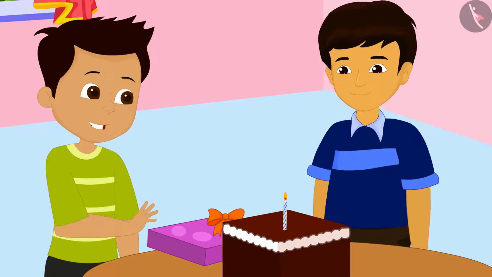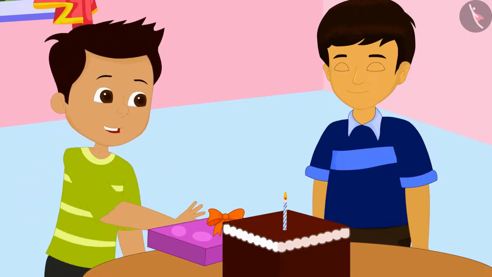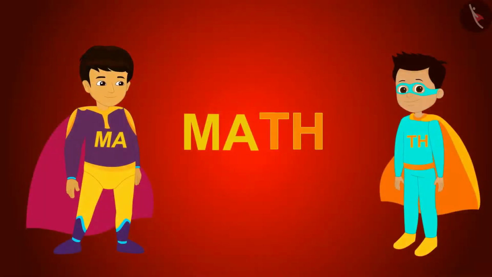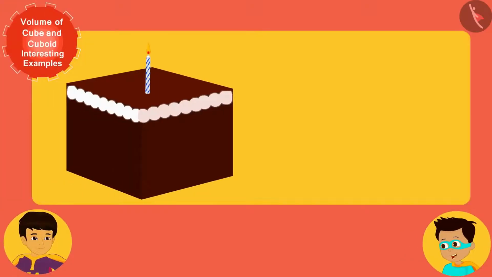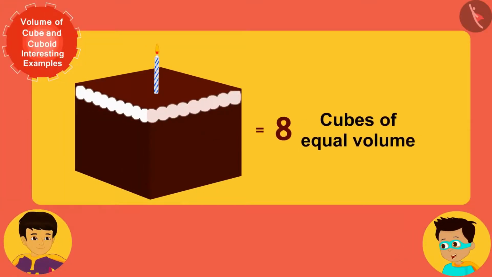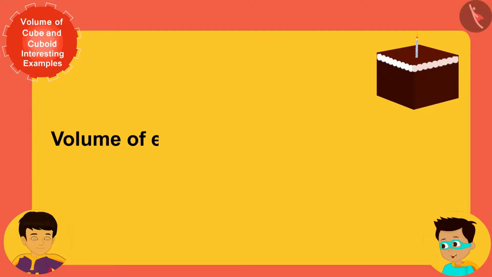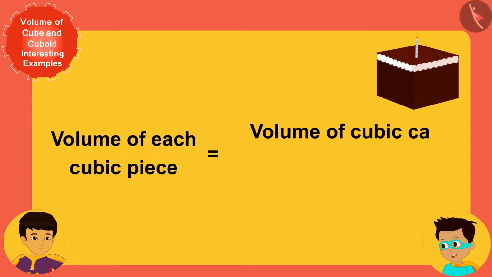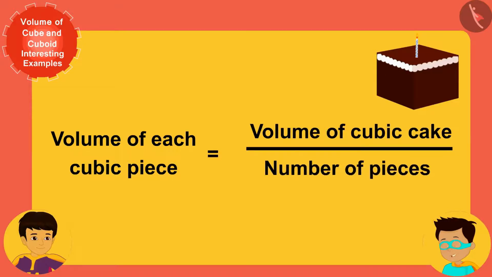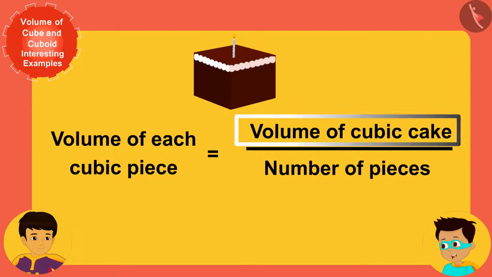It's so easy. Let me explain this to you through mathematics. So, it's math time! Manas, because we are cutting this cubic cake into 8 cubes of equal volume, we will firstly need to find the volume of each piece. We can then easily find the volume of each smaller cube by dividing the volume of this entire cubic cake by 8. That way, we will get what we need. So, let's first find the volume of this cubic cake.